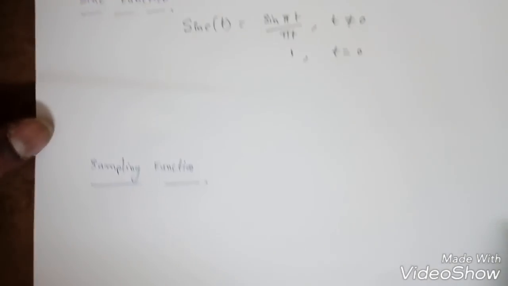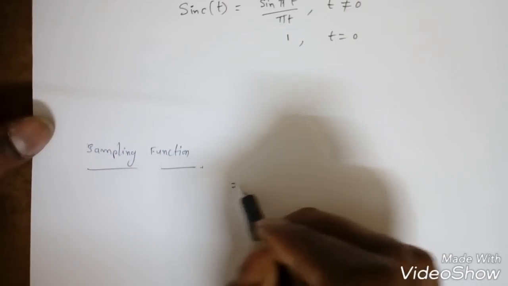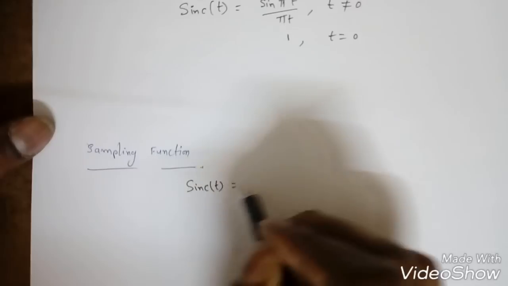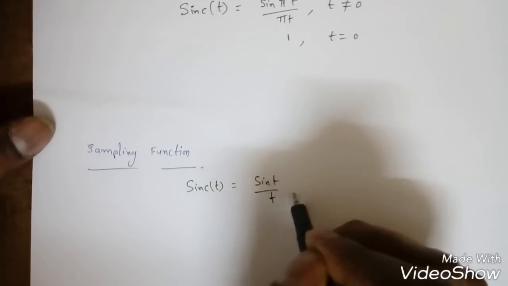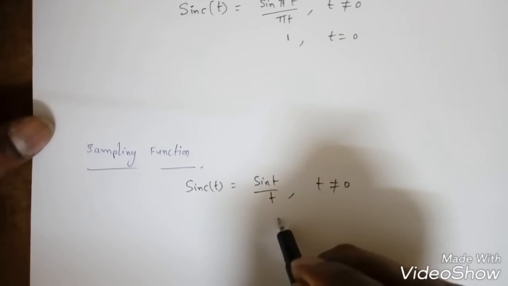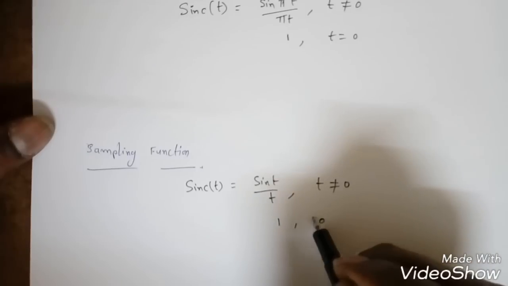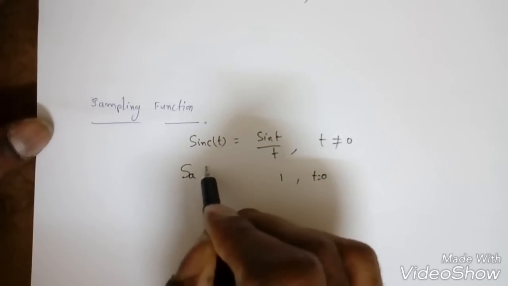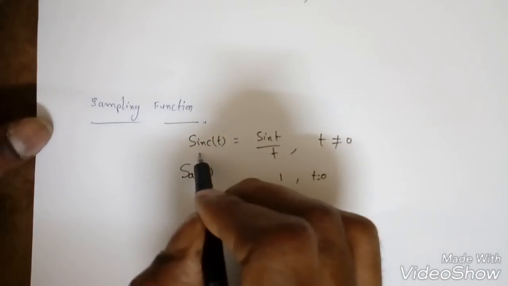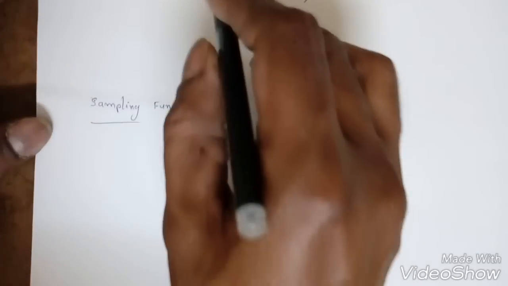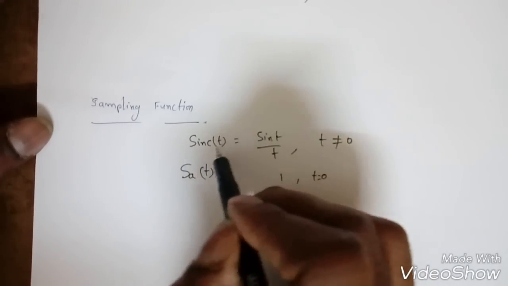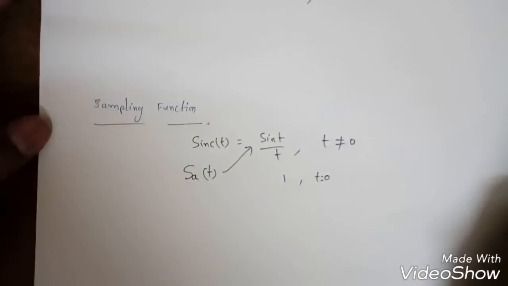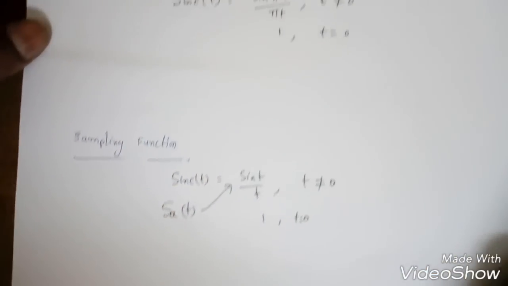Sometimes the sinc function can also be written like this: sinc t is equal to sin t by t when t is not equal to 0 and 1 when t equal to 0. That's why this is also called the sampling function, SA of t, right? So that's why this sinc t and this sinc t will confuse. That's why when sin t by t is there, we can say the sampling function SA of t, right?